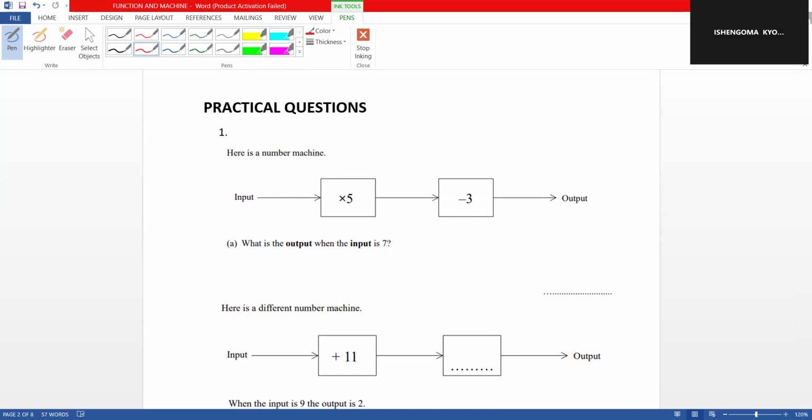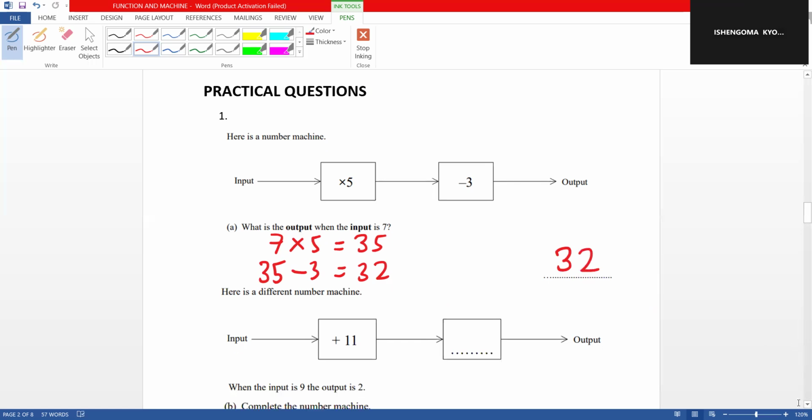We have got the function machine and we are told, what is the output when the input is 7? If the input is 7, then what is the first act on the machine? It is multiply by 5. And when you multiply by 5, you get 35. After getting 35, what is the next act? Subtract 3. And when you subtract 3, you get 32. And therefore, our output will be 32.